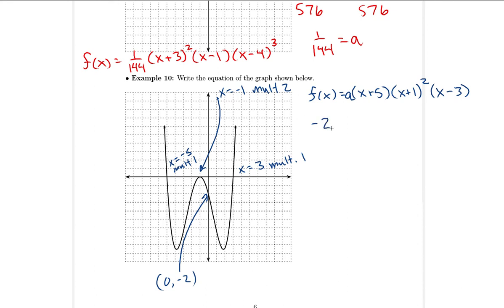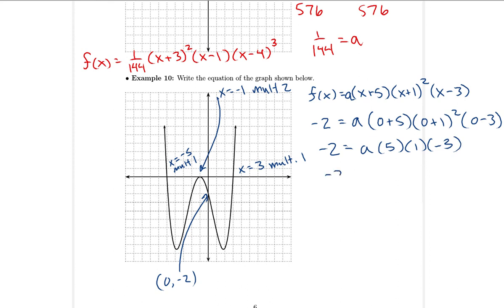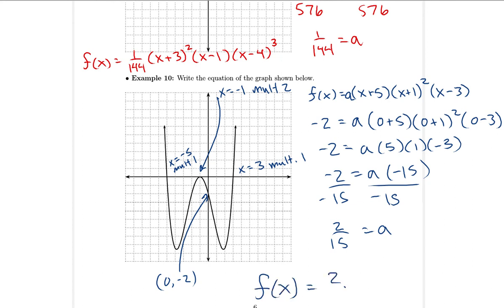So here we go. Negative 2 is a times 0 plus 5, 0 plus 1 squared, and 0 minus 3. 5, 1, negative 3. So this is negative 2 equals a times negative 15. So it looks like our a is 2/15. So our function is f of x equals 2/15 times x plus 5 times x plus 1 squared times x minus 3.